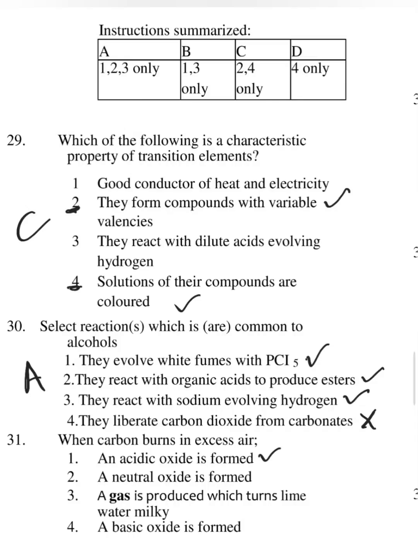2. A neutral gas is formed. No, carbon dioxide is acidic. 3. A gas is produced which turns lime water milky. Yes, that is the test for carbon dioxide, which is produced due to burning of carbon in excess air. 4. A basic oxide is formed. No. So we have 1 and 3 only. So we have B as the correct option.